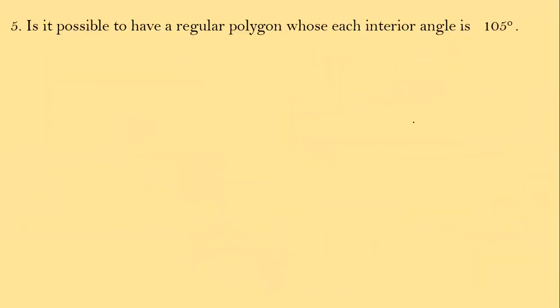Okay. Is it possible to have a regular polygon whose each interior angle is 105 degrees? So each interior angle is 105 degrees. Now, again I will tell you to go and watch that video, because we have discussed there how we find the exterior angle.